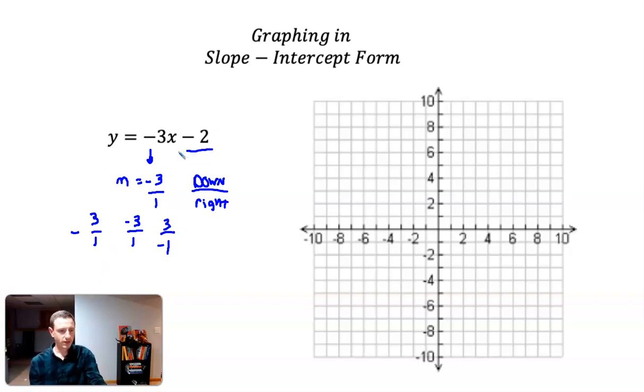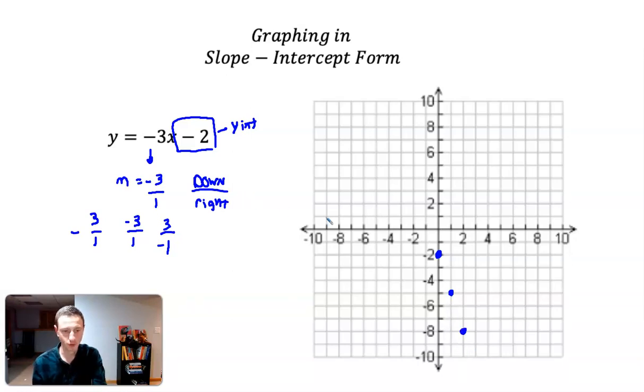So now we have to identify our y-intercept. The y-intercept in this case is going to be negative 2. So we start at negative 2. Then I want to go down 3 to the right 1. So 1, 2, 3, to the right 1. 1, 2, 3, to the right 1.